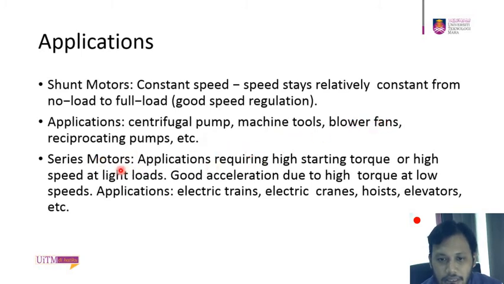Next, you have the series motor, for applications that require high starting torque or high speed at light loads. It has good acceleration due to high torque at low speeds, and is used in applications such as electric trains, cranes, hoists, elevators, etc.